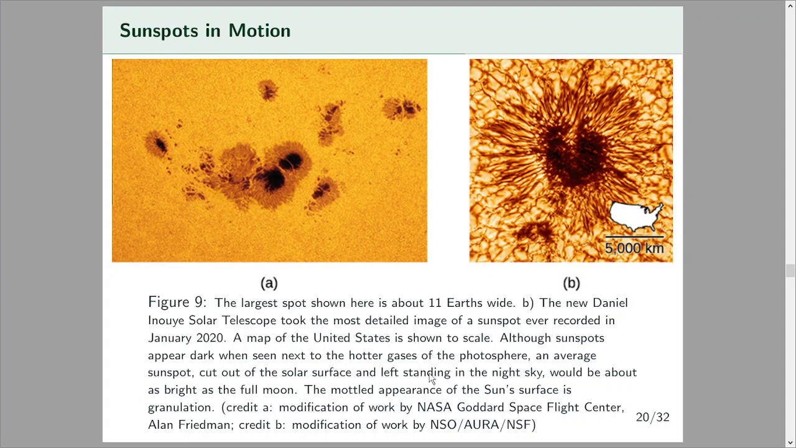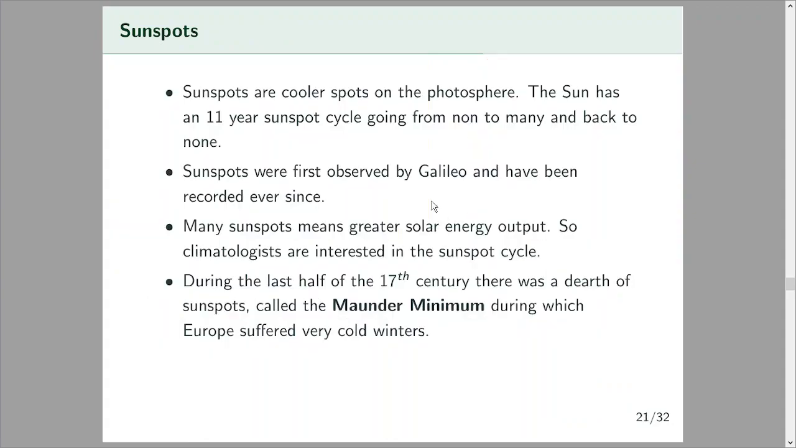This is just a detailed image of the sun. You can see the granules in here. These are sunspots. Sunspots are cooler spots on the photosphere. The sun has an 11-year sunspot cycle going from none to many, and then back to none. So one cycle goes from no sunspots to a whole lot of sunspots to no sunspots.